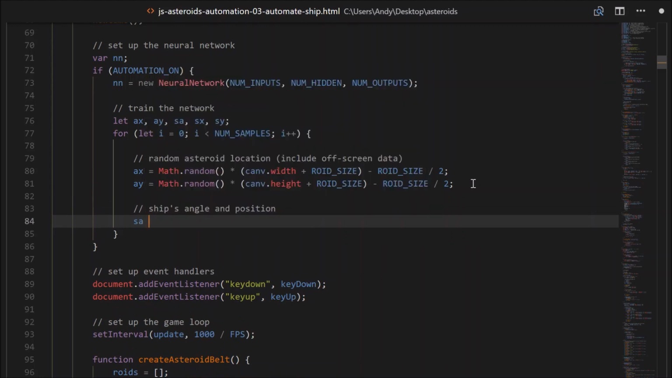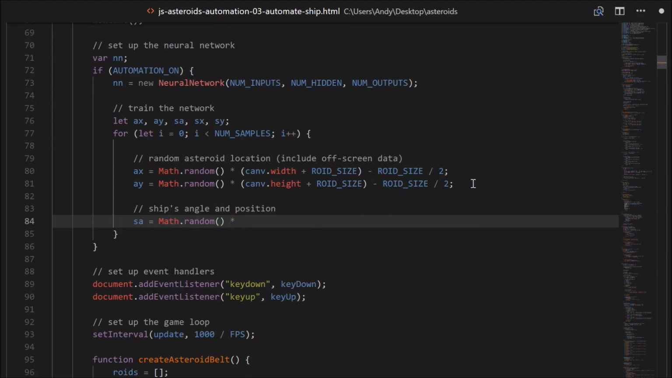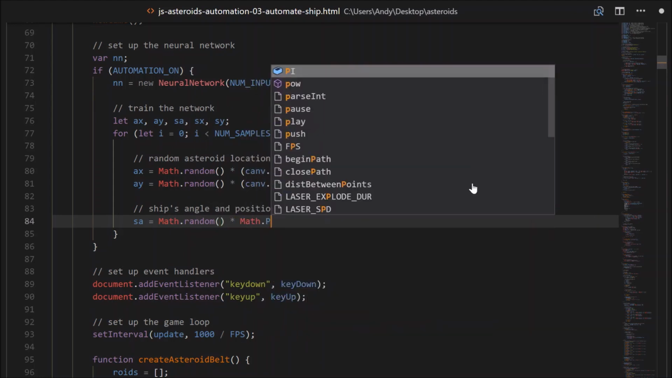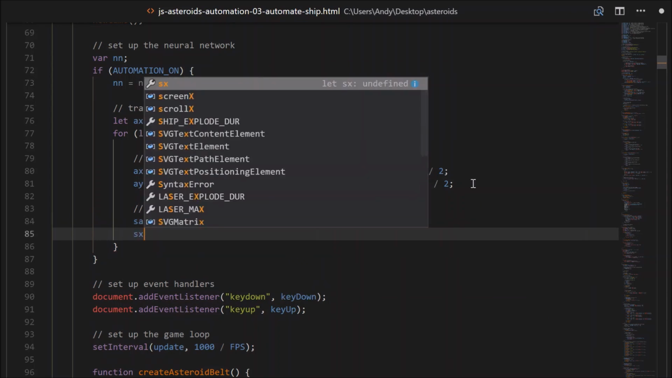And now the ship's angle and position. Now the ship's angle, it'll just be random. We'll just randomly generate an angle anywhere between 0 and 360 degrees. So in radians, we'll just do a Math.random first. Math.random times 360 degrees in radians, which is just pi times 2. Good.